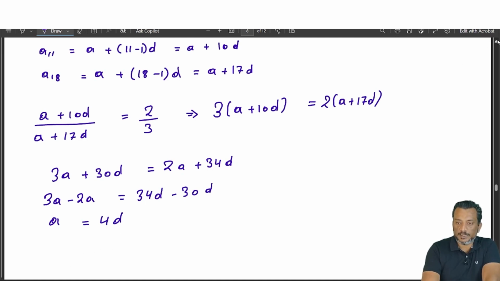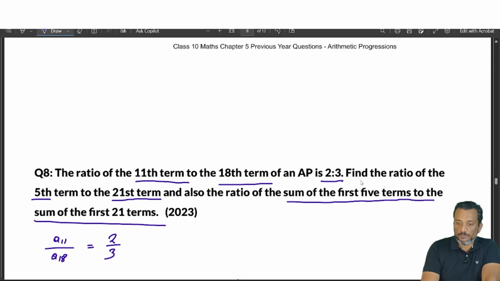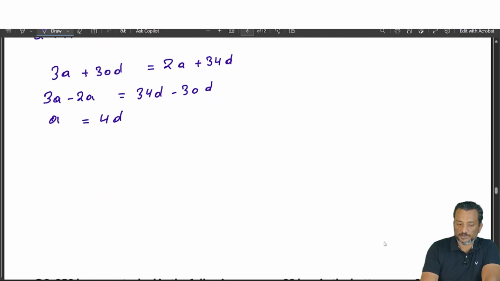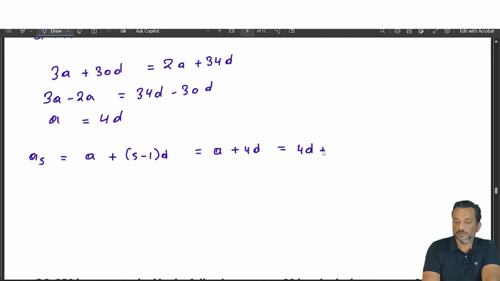Now after that it is saying, find the ratio of the fifth term and 21st term. So same way here we can find the fifth term and 21st term. So first one, A5 is equal to A plus 5 minus 1 D, which is equal to A plus 4D. Now in place of A, we can put 4D because both are equal. So you will get 4D plus 4D. So you will get 8D.